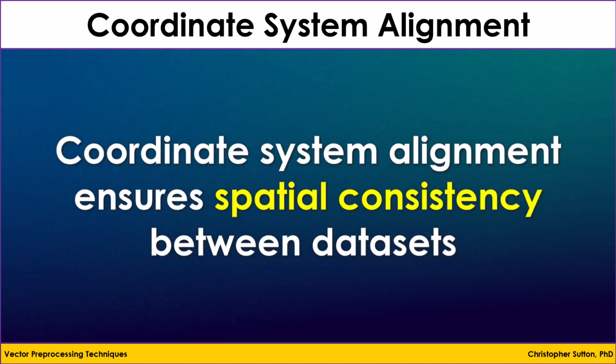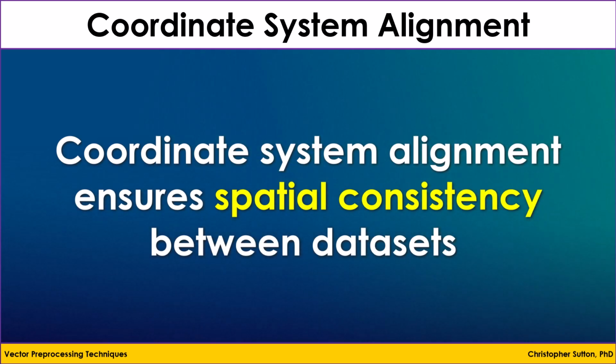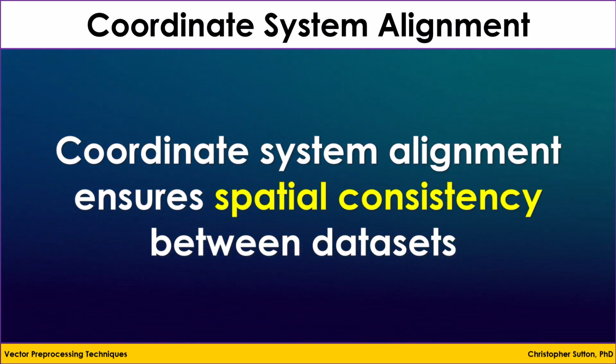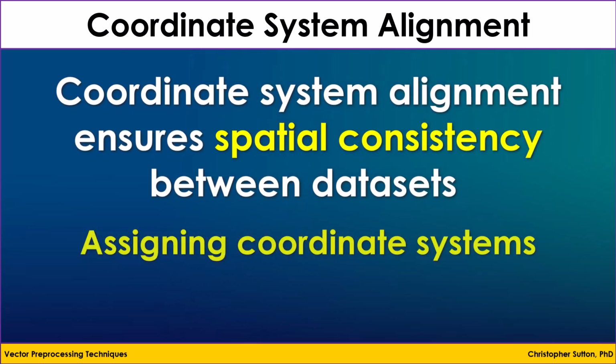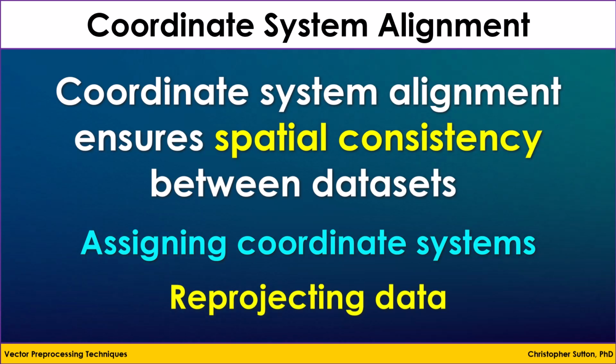Coordinate system alignment is also very important as it ensures spatial consistency between datasets. Such preprocessing can involve assigning coordinate systems to a vector data layer or reprojecting a data layer from one coordinate system to another so it will align with other datasets.